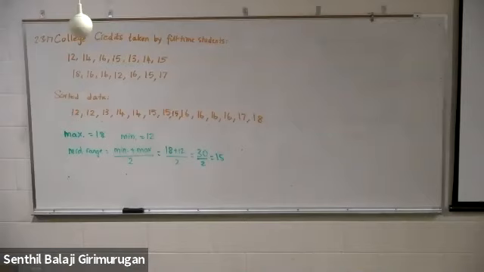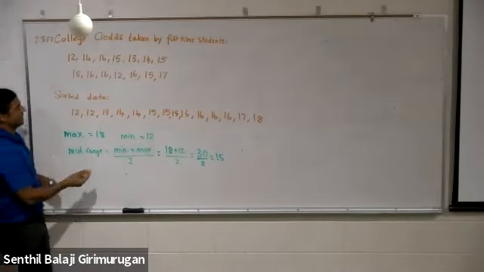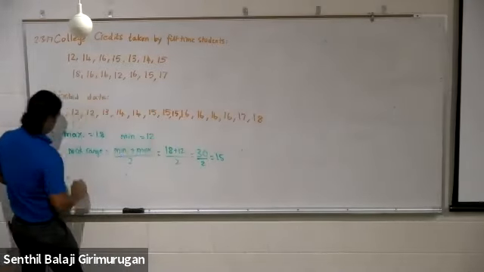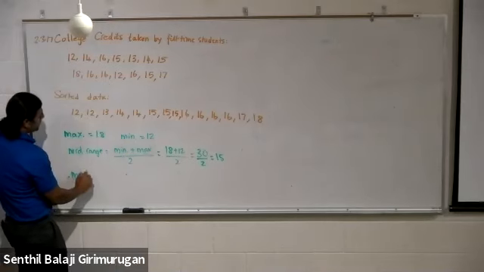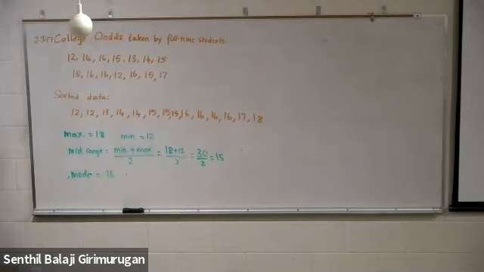Mode is the most frequent observation. What is the mode? 16. I have 4 of them. Now, could we have more than one mode? Yeah, absolutely. Sometimes you could have no mode at all. That is also possible.